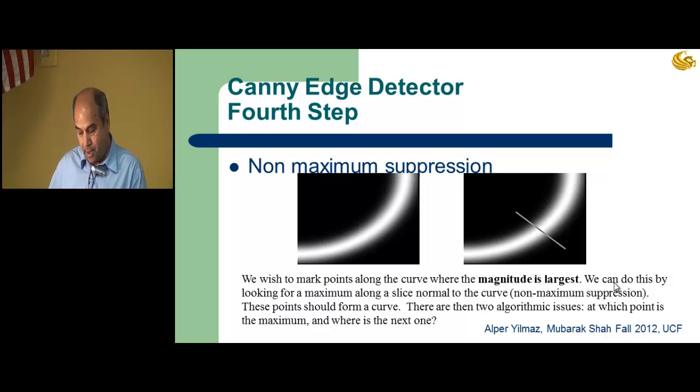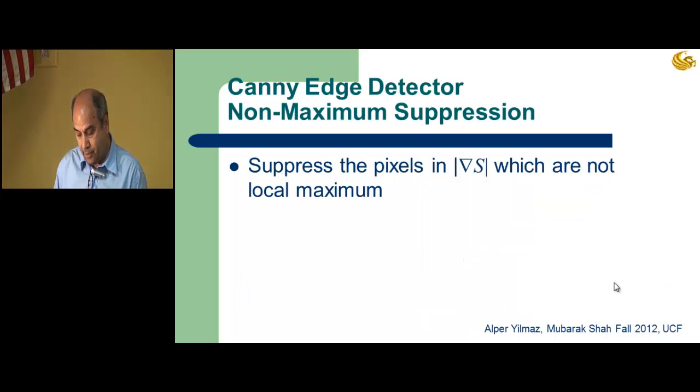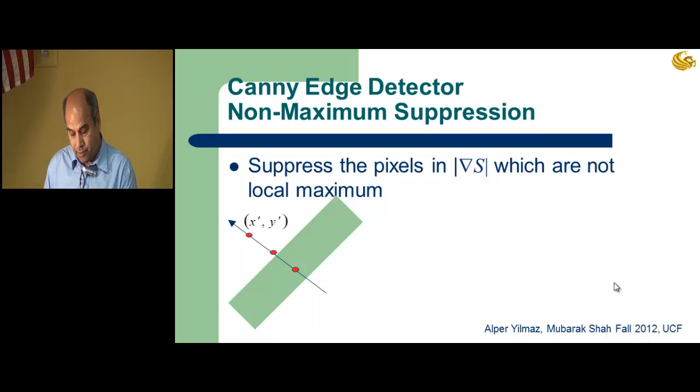It cannot be similar to the other pixels in terms of gradient, because then you will get thick edges and so on. That is the idea here. So we are going to suppress the pixels in the gradient magnitude which are not local maxima. The way we are going to do it will be important. We can look at a pixel and its 3 by 3 neighborhood, which has 8 other pixels. We can compare with all 8, but that's not correct.